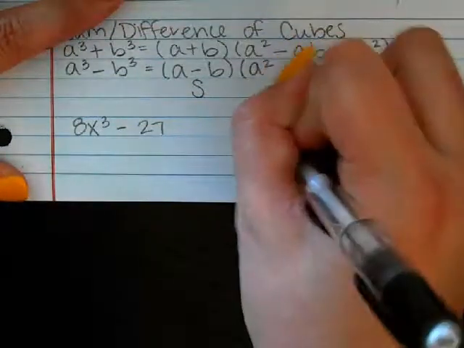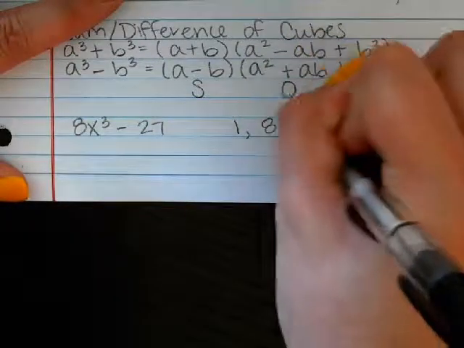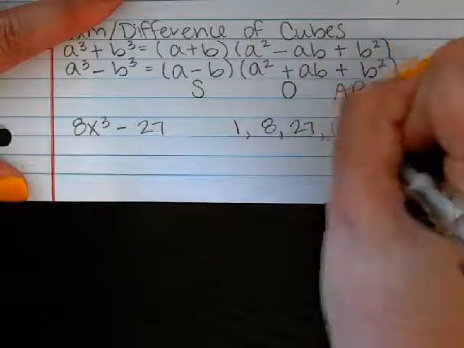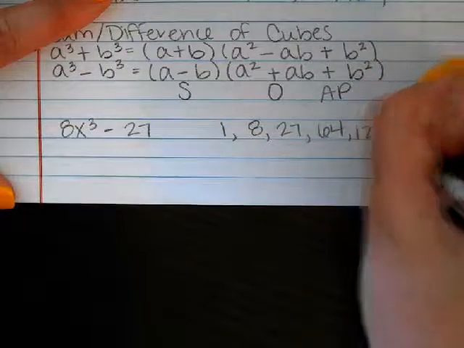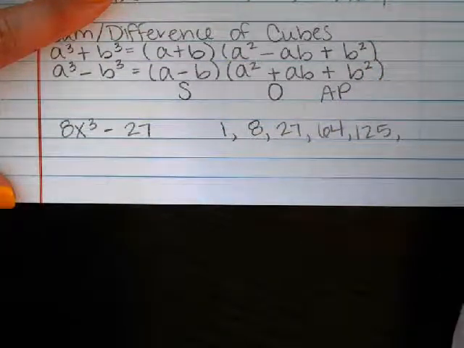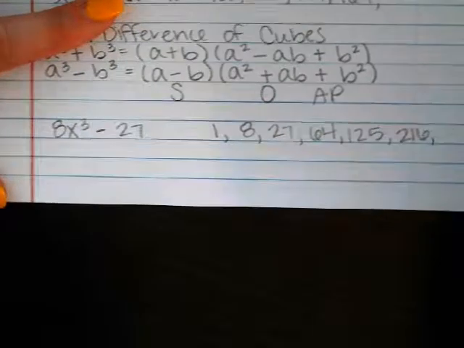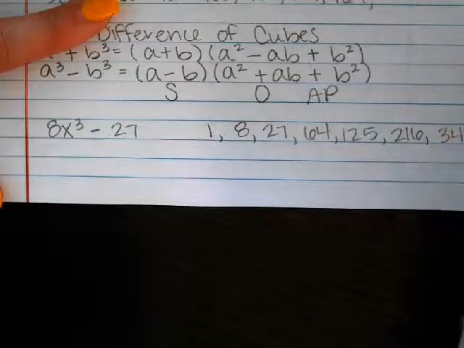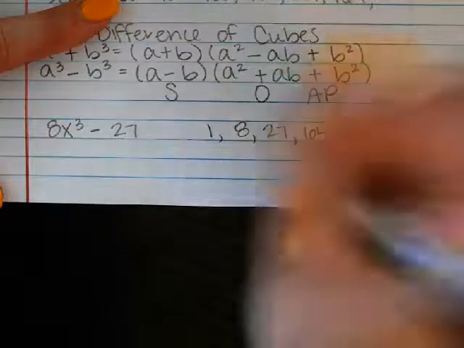Okay. 4 to the third. Okay. 5 to the third. Okay. 6 to the third. Okay. 343. Then we got 512, which is 8 cubed. And then 9 cubed is 729.